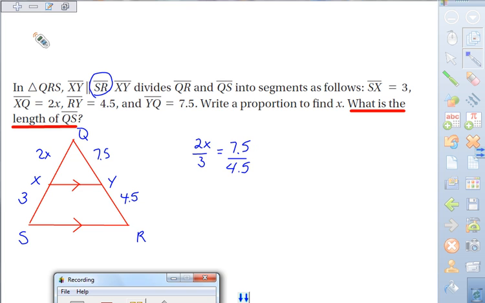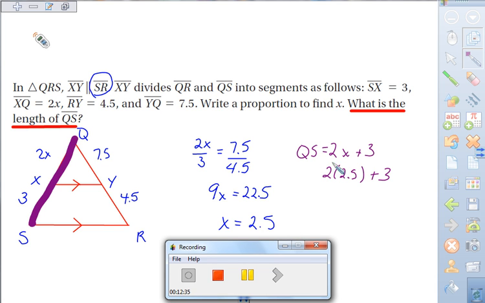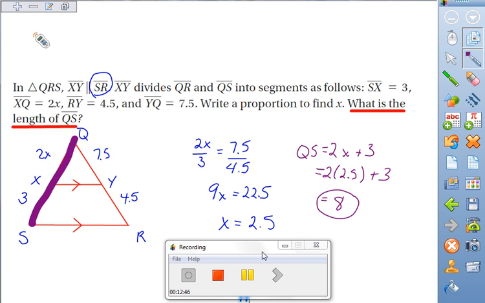So that's what my proportion is going to look like, and then I'm going to cross multiply, and I get 9x equals 22.5. Divide both sides by 9, and I get x is equal to 2.5. The question says, what is the length of QS? So here's my setup. QS is the purple, 2x plus 3. So then I'm going to plug that in, and QS would be equal to 8. So this is a multi-step question. This concludes our notes for lesson 7.5.